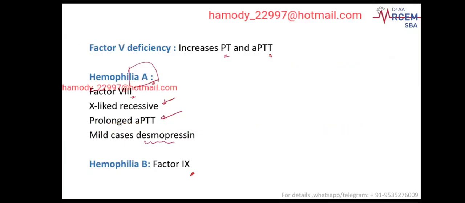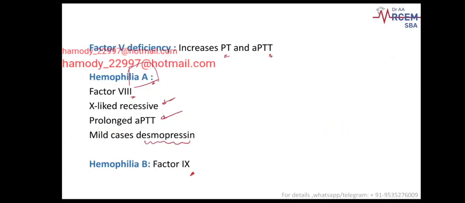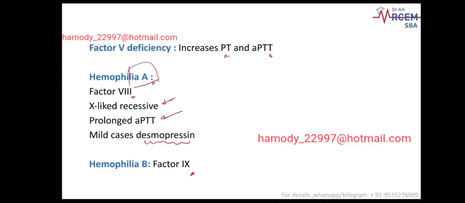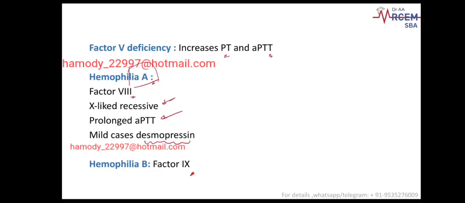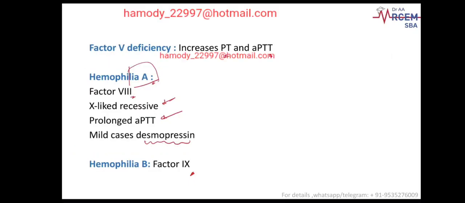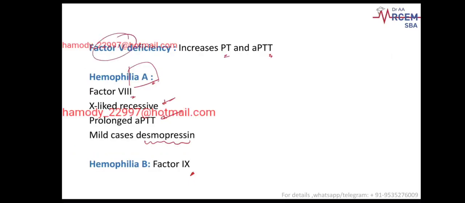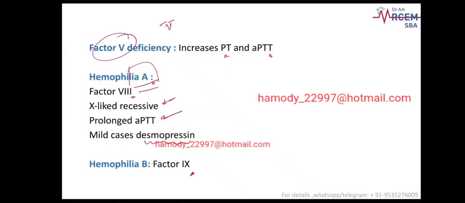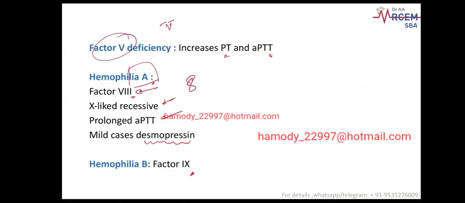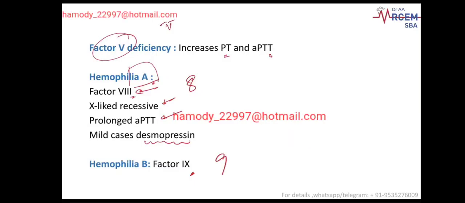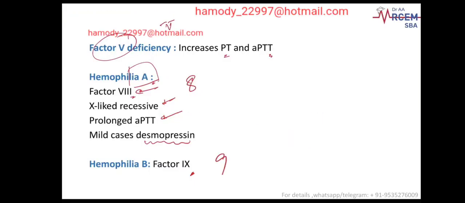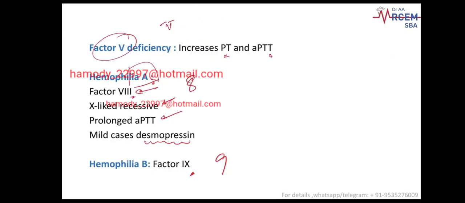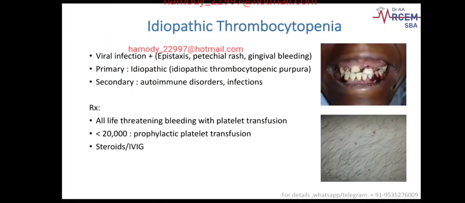In mild cases, you can give desmopressin. In all of these three conditions, what will you be doing? Which factor is deficient? Replace that factor. That will be the best way to treat this patient if they are coming with a major bleed. For example, here there is a factor 5 deficiency, replace with factor 5. Here, there is factor 8 deficiency, replace with factor 8. Here, factor 9. You just replace whatever clotting factor is deficient.